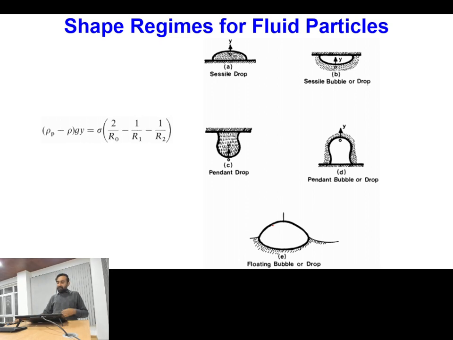So if you consider a simple example, say you have a flat surface, and on this flat surface you have actually placed a liquid of small volume. So this is nothing but a liquid droplet. So typically a liquid droplet is of this particular shape.